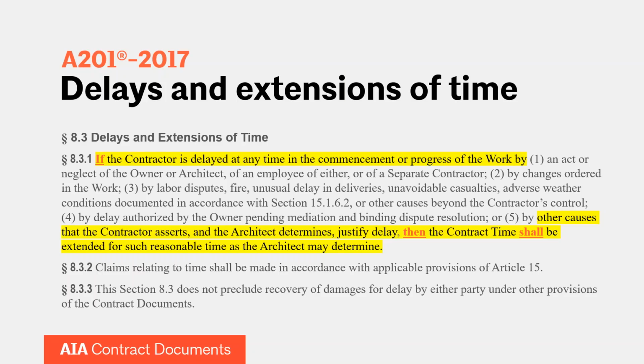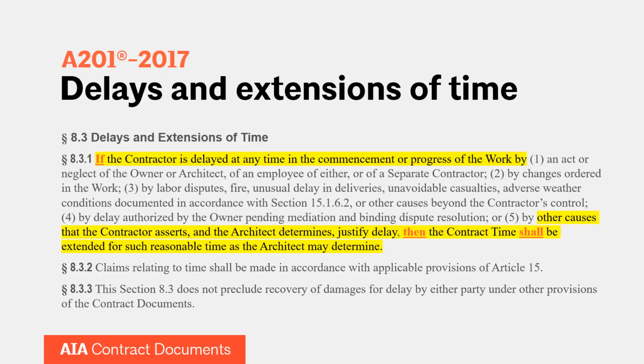And we would anticipate that 8.3.1 is going to come into play a lot as we see with the COVID-19 epidemic. So bouncing down to 8.3.2 and 8.3.3, which are the bottom two clauses on your screen. 8.3.2 is there just to remind the parties that they need to look to Article 15, which is your claims and your dispute resolution provisions within A201. We're going to talk about those in just a second.